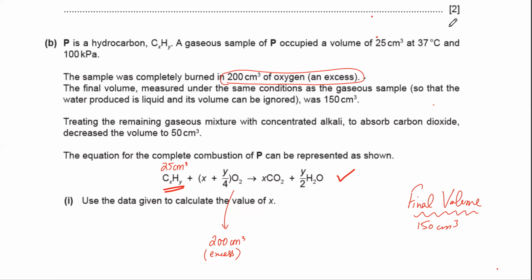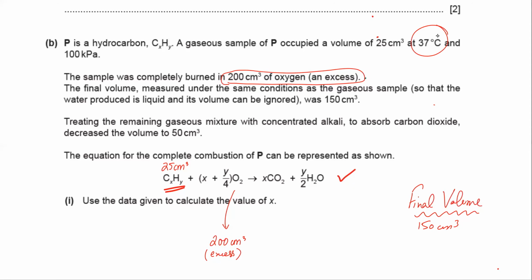So remember the reaction is happening at 37, so that means water is not going to be gaseous. That is out of the question. Water would be in liquid state. So the final volume of the gaseous mixture will not have water, because water is not going to be a gas in the first place. So what will it have? It will have the carbon dioxide that's produced. Water has been taken out of the picture. The final volume of the gas is what remains.